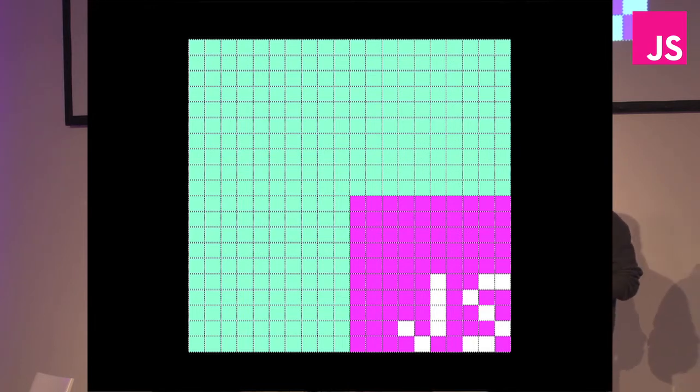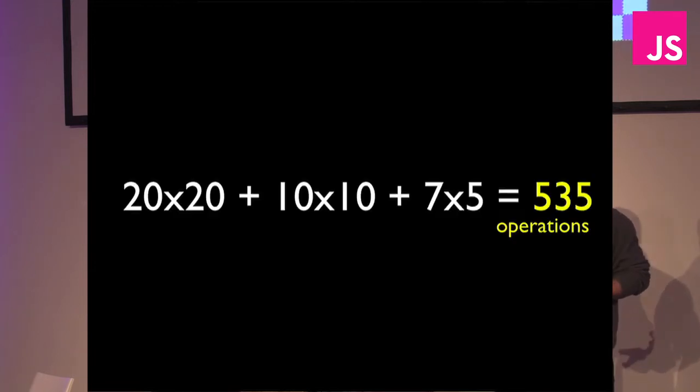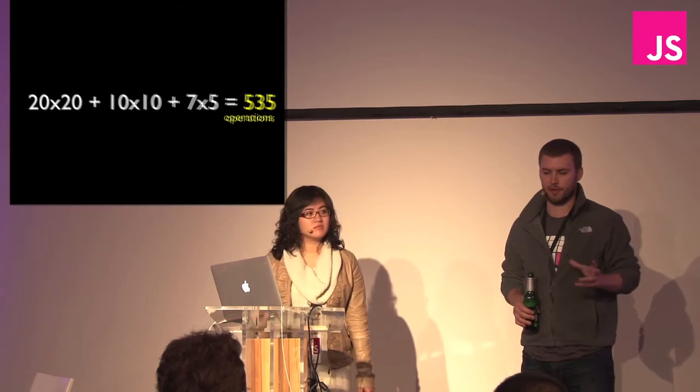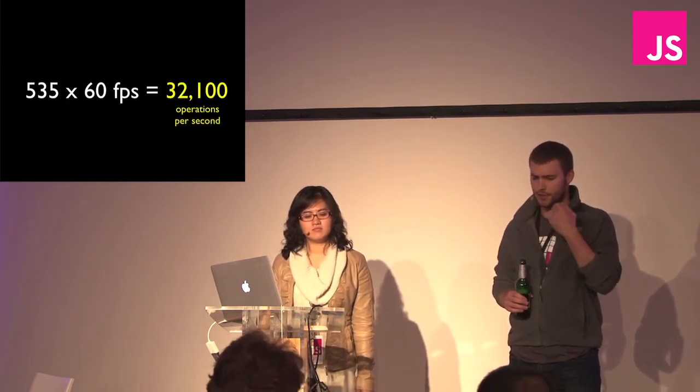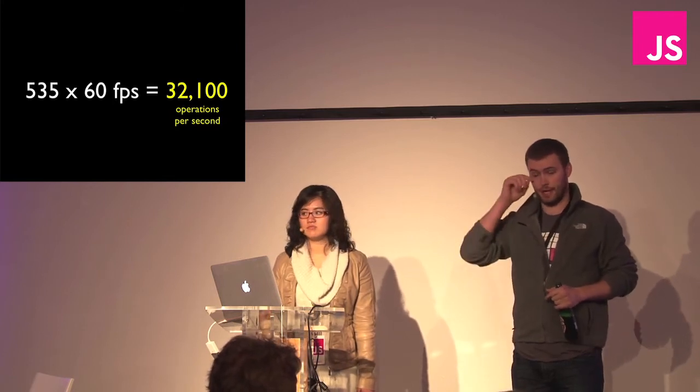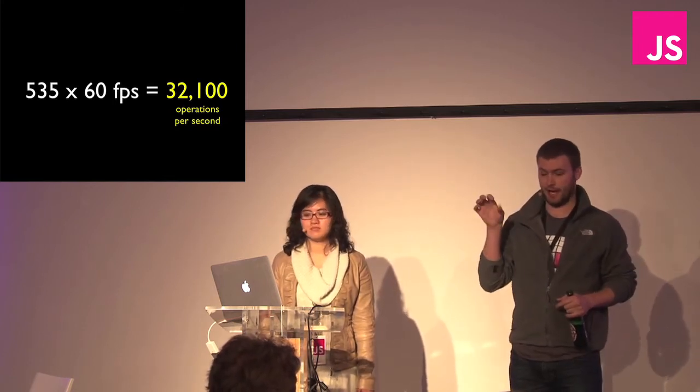So let's think for a second about how many operations we were doing in this naive approach. Basically, we had that 20 by 20 square, and then a 10 by 10 square, and then 7 by 5 that we did on top of that. So this results in about 535 pixel fill operations. That's the amount of time it would take to generate every one of these frames, right? But we know that the average screen goes at 60 frames per second. So multiply this out, and for this tiny screen we're looking at about 32,000 operations per second, right?